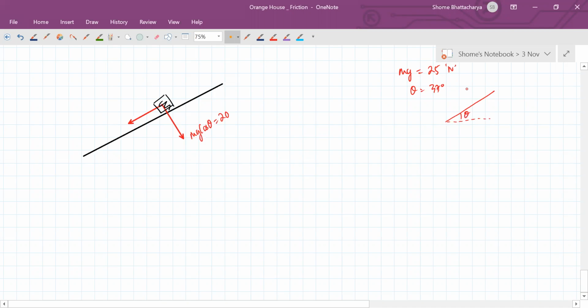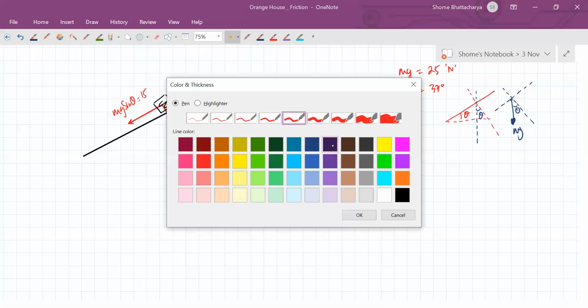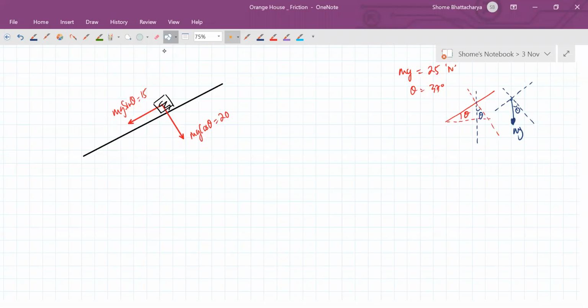So always remember this concept: this angle is also theta. Therefore the weight's components are the cos theta component and the sin theta component. So mg sin theta is 15 newtons. Now the normal reaction will balance mg cos theta. So how much will the normal reaction be? That will also be 20 newtons.